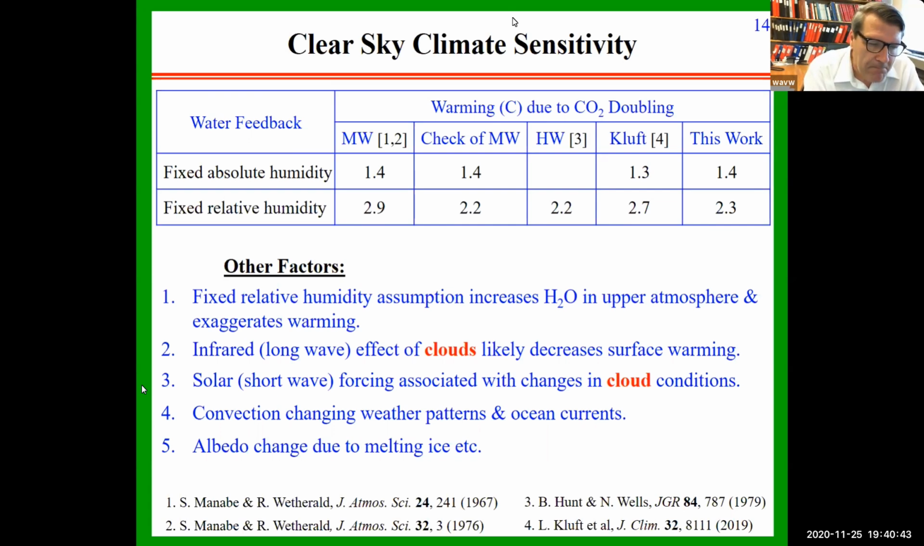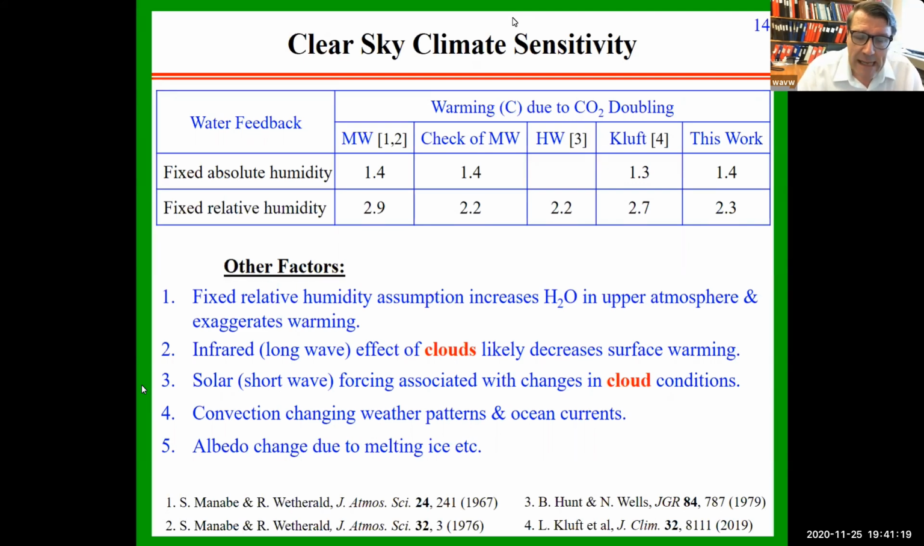in the data. You also have to worry about clouds. Our calculations so far are just for the simple case of a clear sky. We have done some preliminary work, and it shows if you look at the interaction of clouds with infrared light, this is likely going to decrease the surface warming. So if you double CO2 in the presence of clouds, instead of getting an increase in temperature of about 2 degrees, you're probably going to be lower by about 25%.